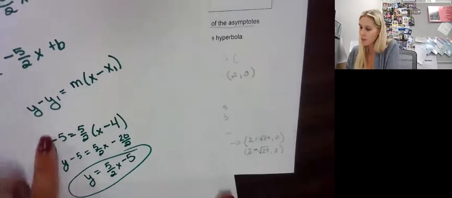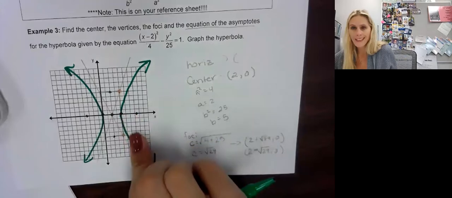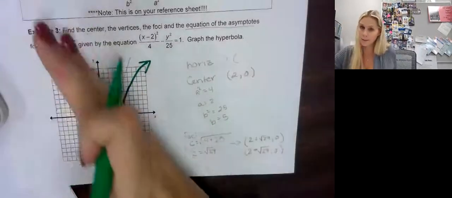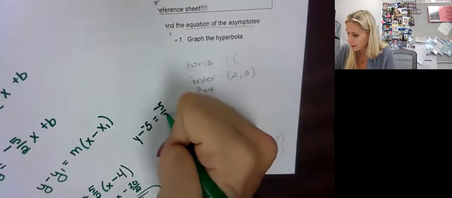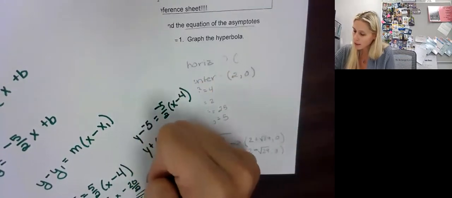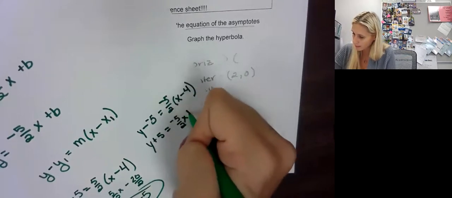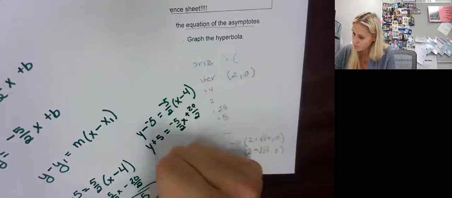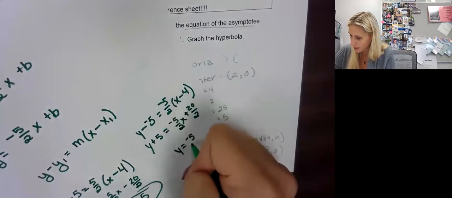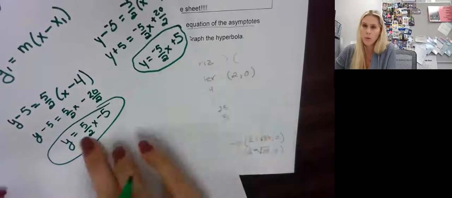We can do the same thing for the other one with the negative. We have y minus, but if you look down here, I'm going to go to this one, right? That's still the value of 4, but it's negative 5. Y minus negative 5 equals, and remember, this is the negative slope one. So this is the negative 5 halves times x. And again, we're still at the value of 4. So I have y plus 5. Distribute the other side out. We get negative 5 halves x plus 20 over 2. Now that's 10, and we're going to subtract 5. So y equals negative 5 halves x plus 5. And we're good to go. These are our two equations of our asymptotes.